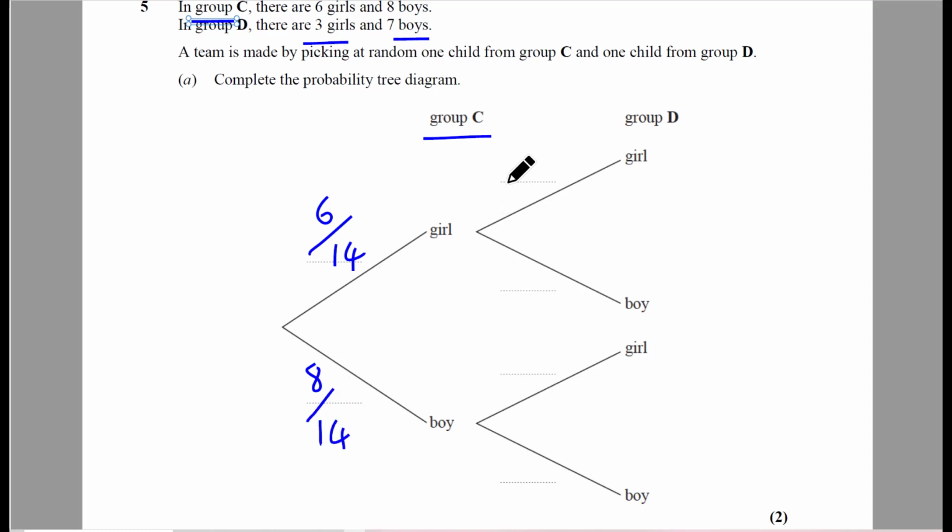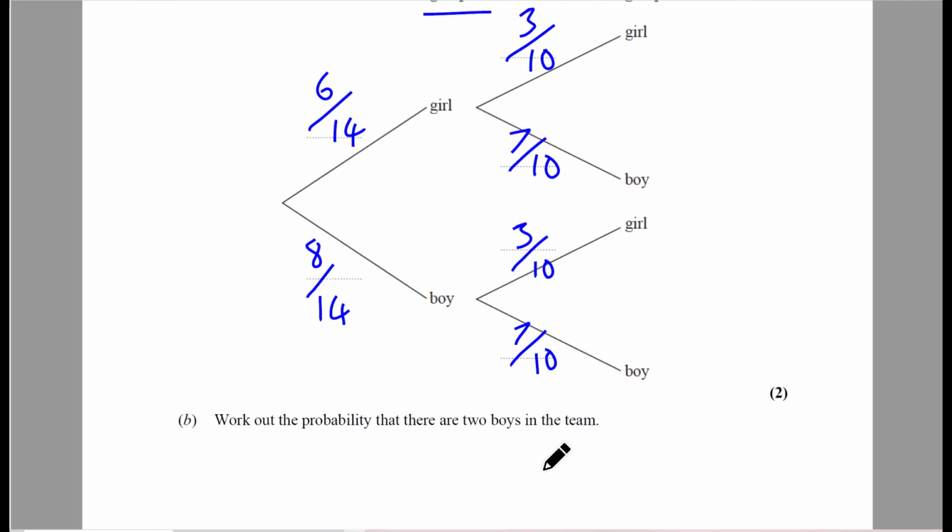That's probably going to get you 1 mark there. Group D, 3 girls and 7 boys. That's 3 out of 10. There's 10 people in total, so that's got to be 7 out of 10. Remember, each stage of this branch, each section's got to equal 1. That's going to be the same, 3 out of 10, and the boy is 7 out of 10. That's an easy 2 marks in your pocket.